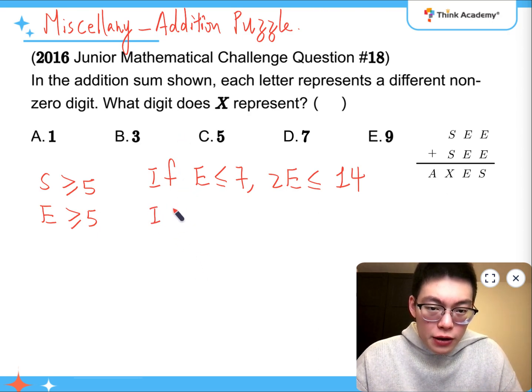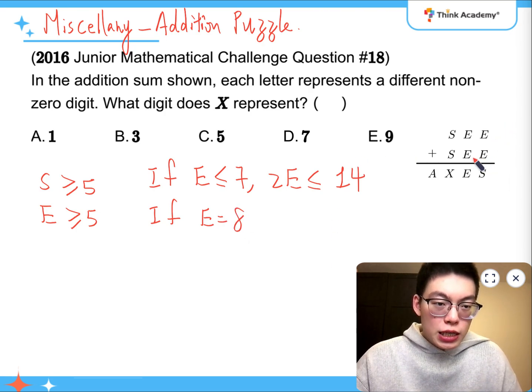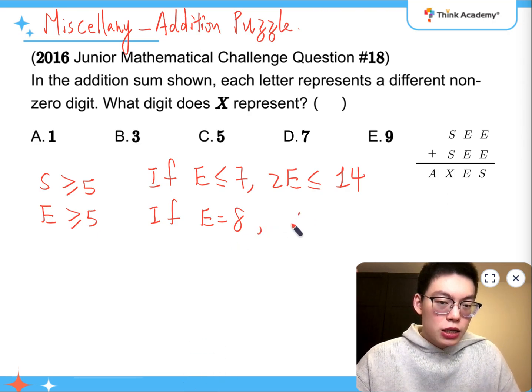And if E is equal to 8, 2E is going to be 16, and then 2 8 is going to add up to 16 with an extra 1. That's going to be 17, which 7 is not equal to 8. So in the tens column, we can see that it doesn't fit, right?